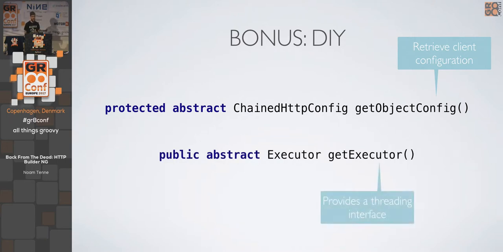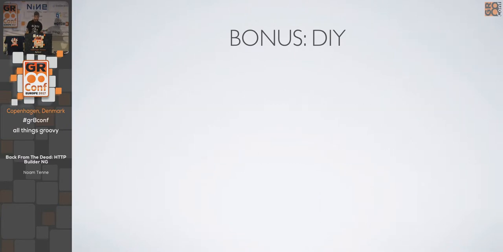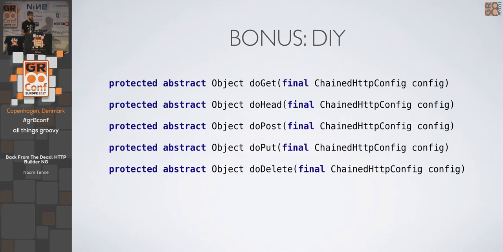And you can also get access to the type of executor you have. So if you're using maybe multi-threaded requests, you know, a request pool and having multiple requests at the same time, then you can also get to decide what executor to use, because you might not be using the standard Java one, maybe you have your own implementation. So when you extend the HTTP Builder class, there's not much to do. You have to implement a set of methods: get, head, post, put, delete. I think there's already patch as well, which you can do.